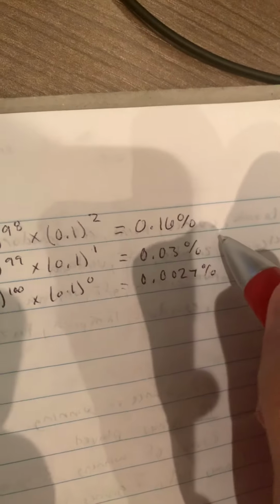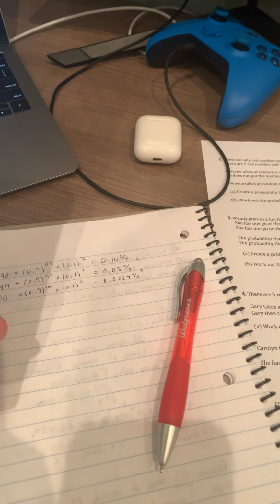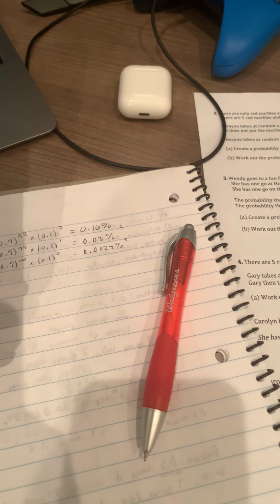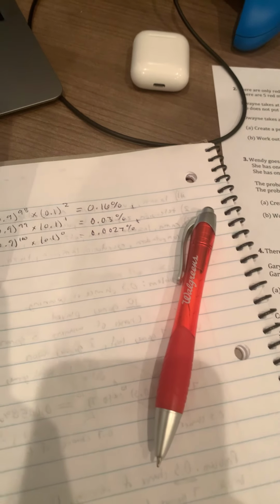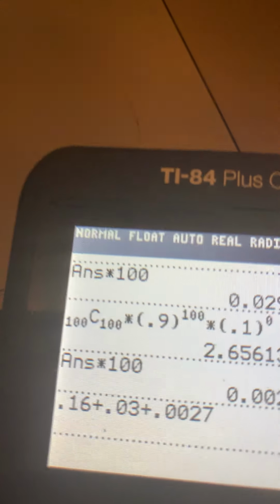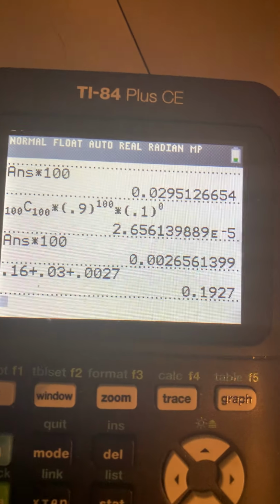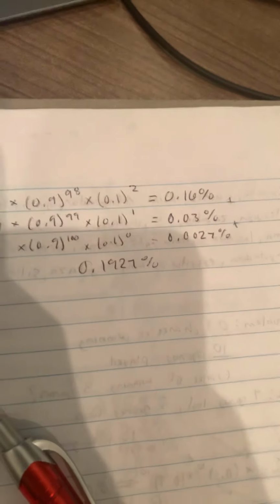Okay, so now what's the last step? You just add all these percents together. So that plus that plus that. I'll go to my calculator and type this all in. So 0.16 plus 0.03 plus 0.0027 equals 0.1927%. So therefore you have a 0.1927% chance of getting higher than a 98% on the test. All right, so that's pretty simple.